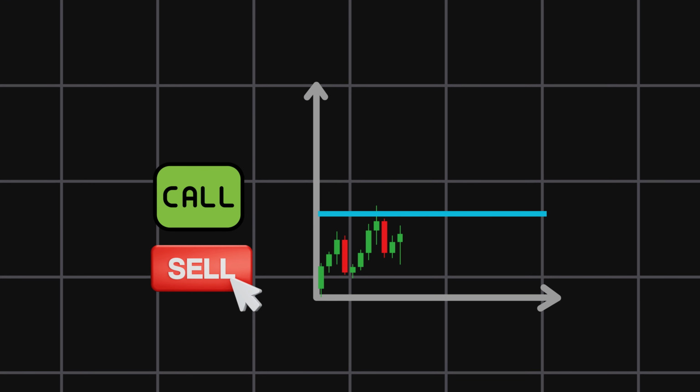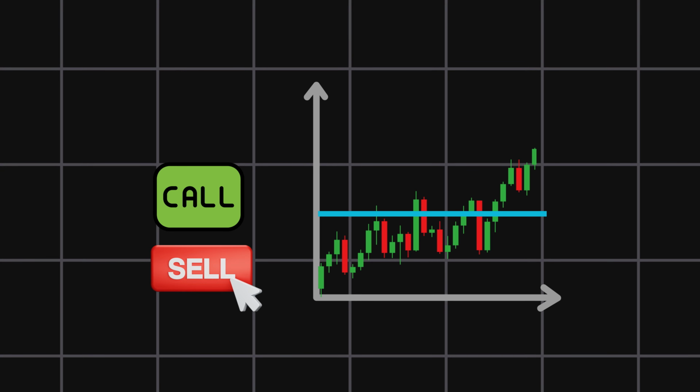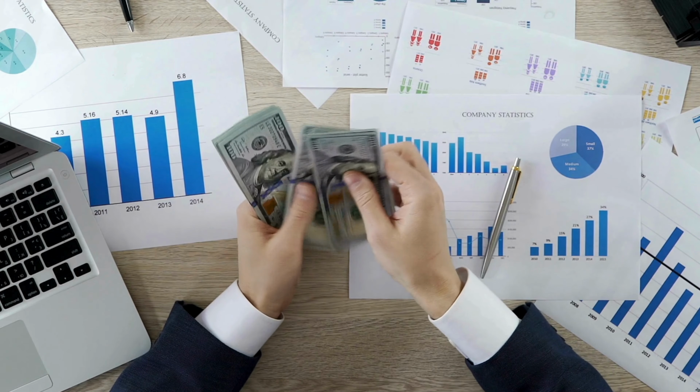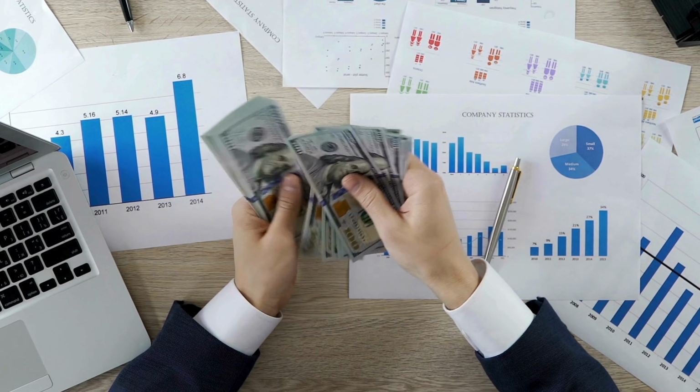Imagine you own shares of a company and you sell a call option. If the stock price rises above the strike price, the buyer may exercise the option, and you'll sell your shares at the agreed price. If the price doesn't rise, you keep the premium from selling the option.